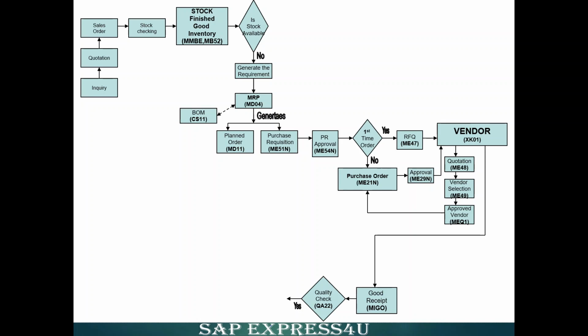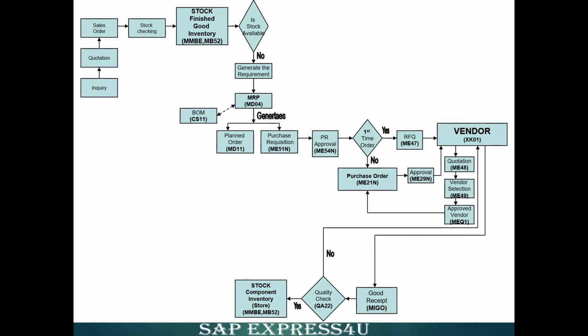Once the quality is okay, that means the product, the raw materials which you required from the vendor, is as per the specification and as per the requirement. So yes, the quality is good. Now that material will come to our inventory stock, as component inventory stock. It will not be a finished good, it will be a component stock.